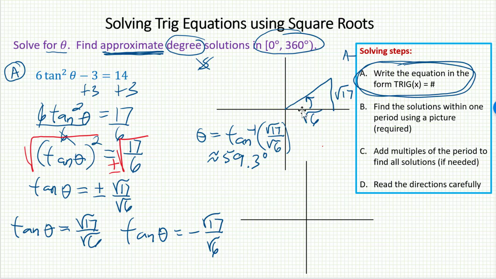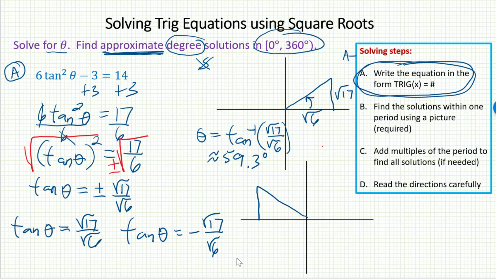Remember, step B is to find all the solutions within one period. The period of the tangent function is pi, or 180 degrees, so I only needed to find that one solution. Now I'll move on to the second equation. Tan theta is the negative version of that fraction. Well, obviously this one must be in the second quadrant. The first quadrant tangent is positive. I'm only ever looking at quadrants 1 and 2 for the tangent function.